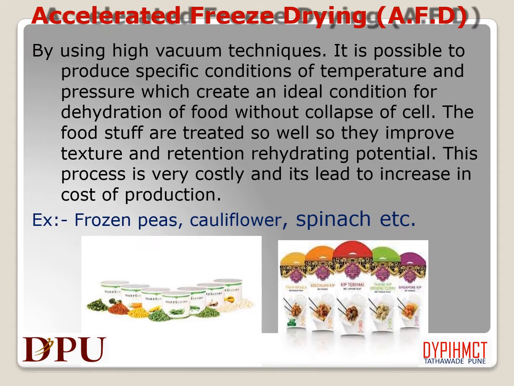In this slide we will discuss the accelerated freeze drying method. By using high vacuum techniques it is possible to produce specific conditions of temperature and pressure which create ideal conditions for dehydration of food without collapse of cells. The foodstuffs are treated so well that they improve texture and retain rehydrating potential. This process is very costly and leads to an increase in cost of production. For example, frozen peas, cauliflower, spinach.